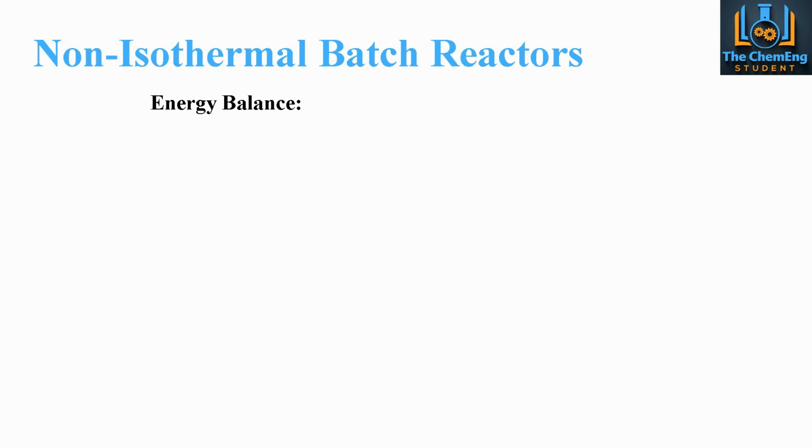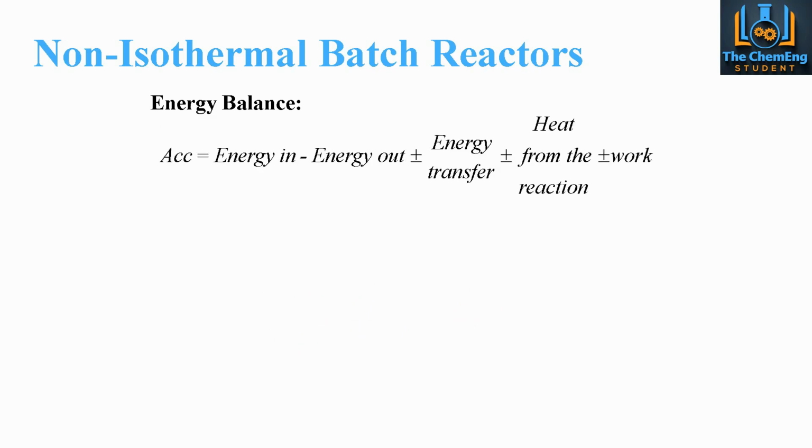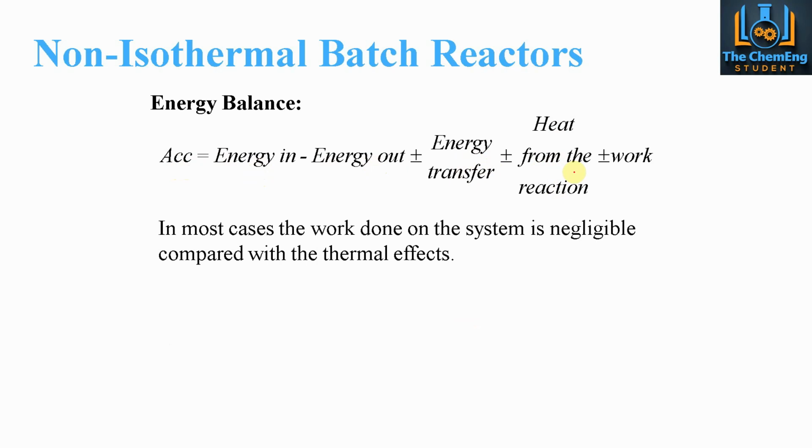Now if we take a look at the energy balance, then the overall general balance is that the accumulation is equal to the amount of energy in, so usually enthalpy in minus enthalpy out, plus or minus energy transfer, plus or minus heat from the reaction, and plus or minus the work. Now in most cases the work done on the system would be negligible, so therefore we could cancel this out. Compared to the heat effects, this value would be considerably small, so we can just neglect this term.